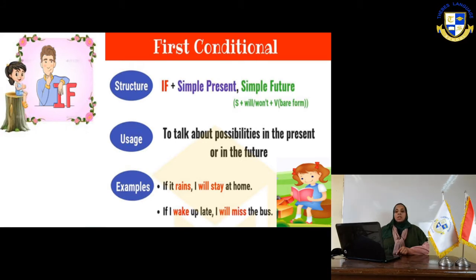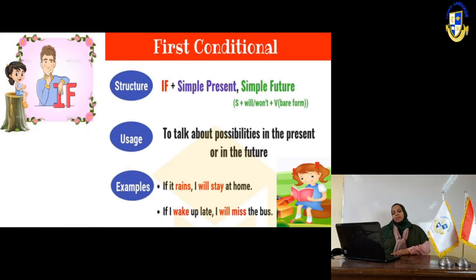Okay, when can I use the if condition, first condition? I will use it to talk about the possibility in the present or in the future, but under condition. If the if event happens, the other thing will happen. Fine? Okay, let's see the example here. If it rains, I'll stay at home. Now this is possibility, if the rain. If it rains, I will not go out. I will stay at home.